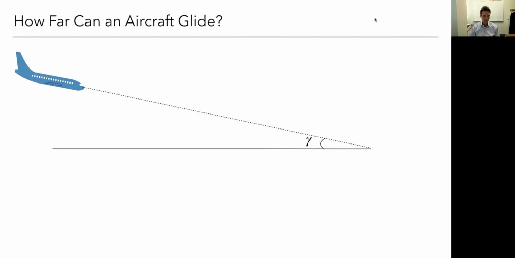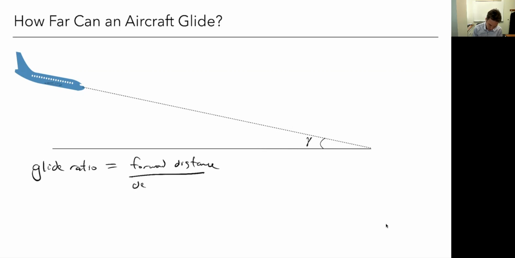So first, descending. This is a scenario that's a little bit simpler than climbing, where the engines are off and we just want to see how far we could glide, right? And so we often talk about this in terms of a glide ratio. And the glide ratio is just, let's say this is forward distance relative to descent distance.